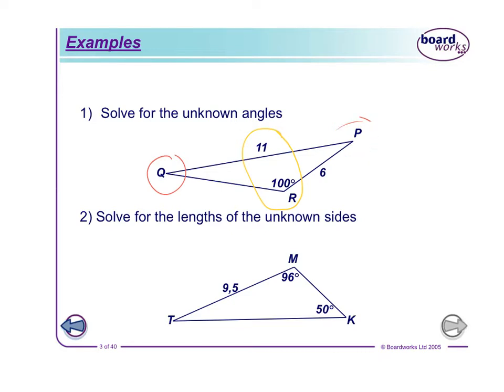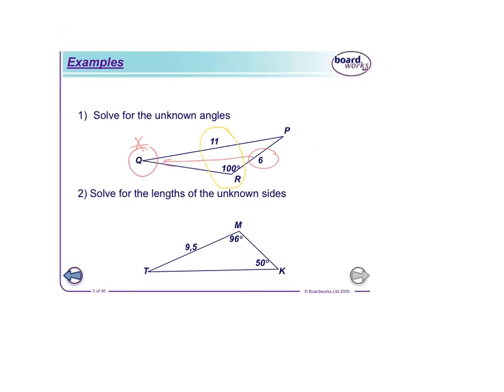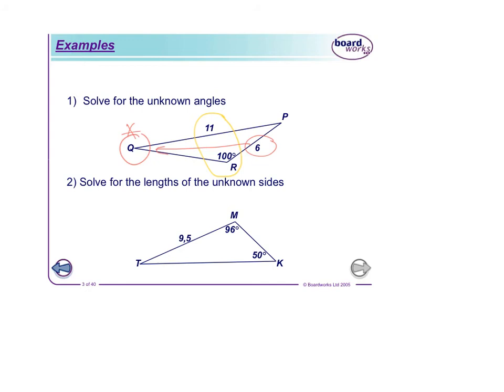Let's see what else we've been given. We've also been given the side 6, which is opposite Q. So that's telling me I need to start with Q before I do P. With P, I won't necessarily need a side. Once I've got two angles in a triangle, I can work out the third using angles of a triangle add up to 180. So I like to start with what I'm missing. So I'm looking first for the angle Q, because I've got its opposite side and I've got a full pair.